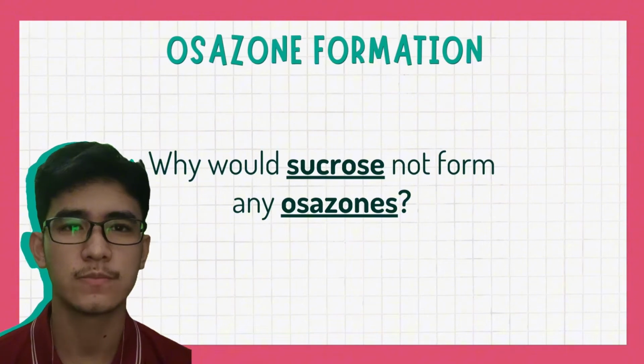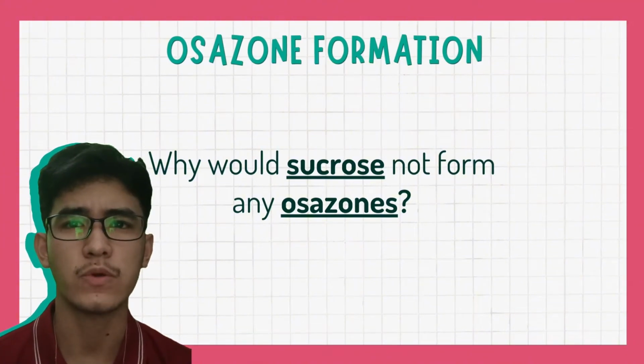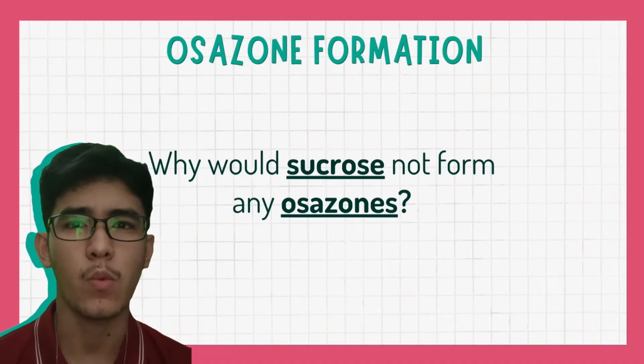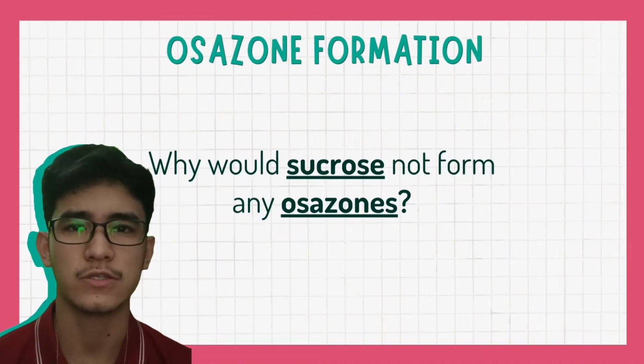Let me ask you this. Why would sucrose not form any osazones? We've seen lactose and maltose form osazones even though they are disaccharides, so why can't sucrose? Try to remember what we've discussed in the beginning of this reaction. Got it?